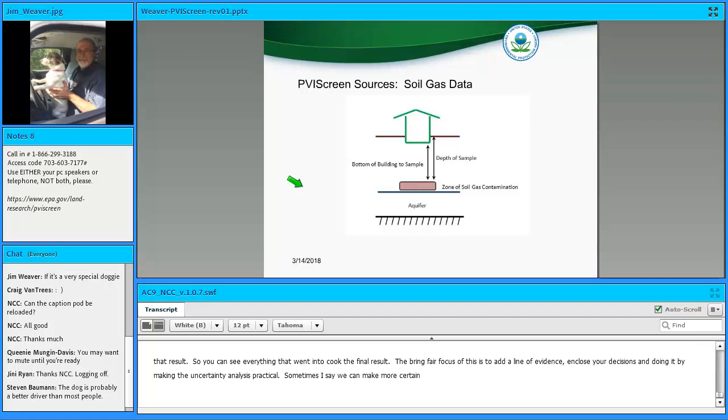Okay, so let's just take a look at the sources. This schematic represents a soil gas source. So there's a building, there's a distance from the bottom of the building to the sample, there's a depth of a sample, and there's this zone of soil gas contamination somewhere above the water table.